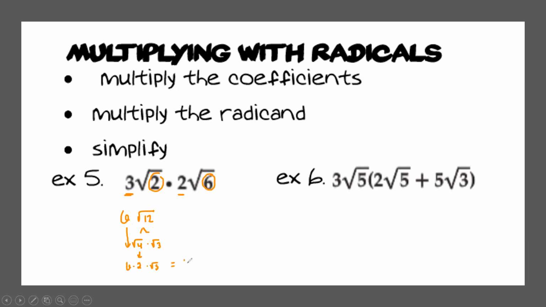So my answer is going to be 12 on the square root of 3. So again, we're multiplying the coefficients and the radicands. So in this one, we're distributing each of these. So let's see if we can do this.